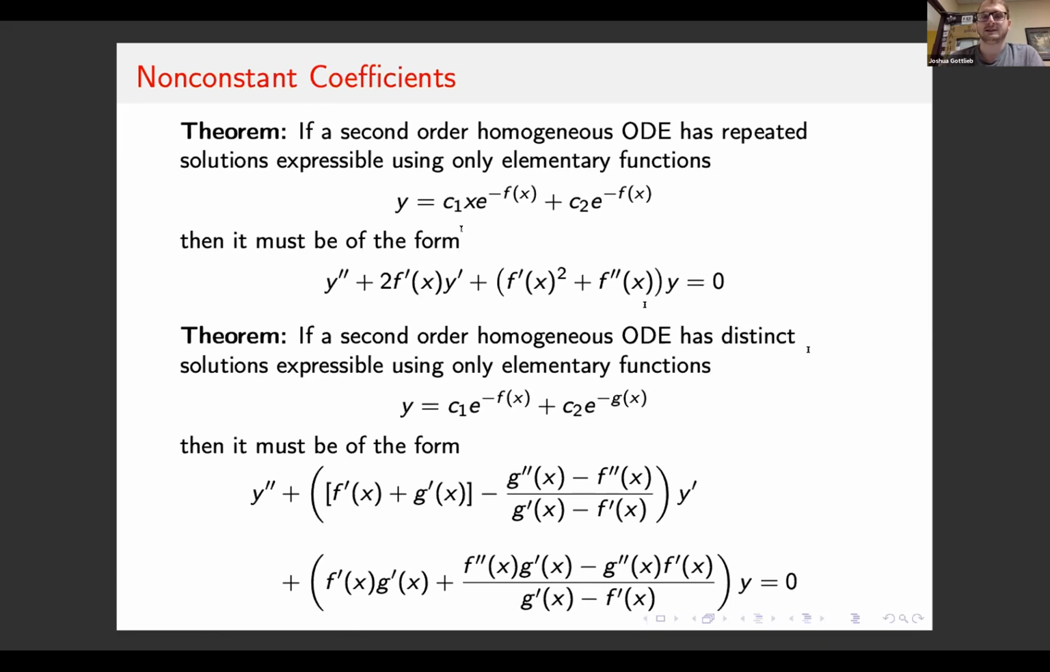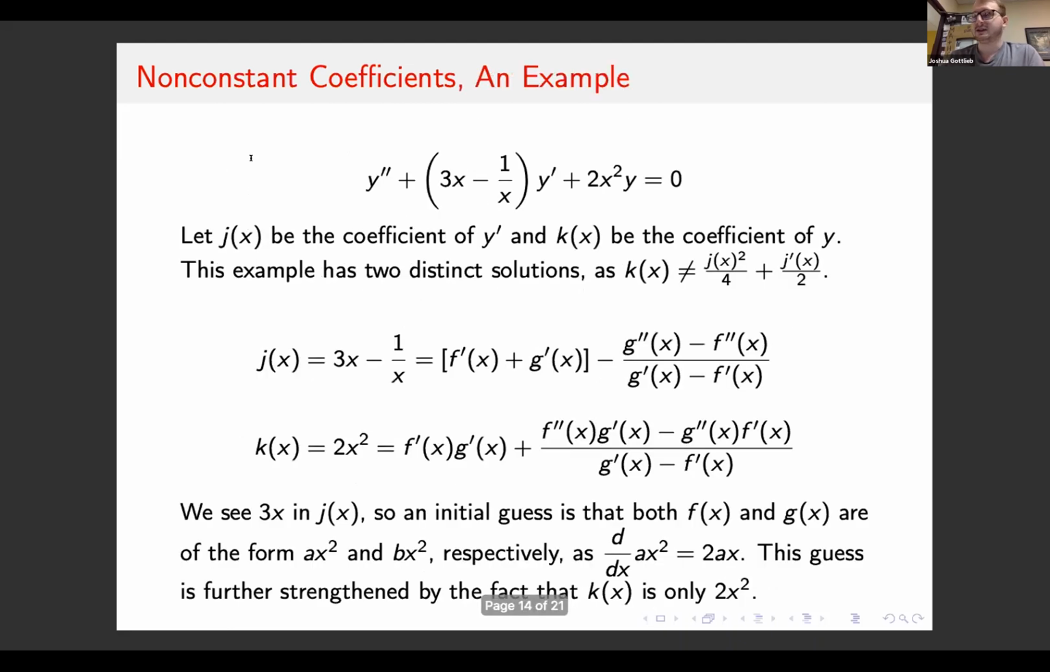The more difficult case is when you have two distinct solutions, f of x and g of x, which gives these coefficients for your y prime and your y terms. We're not going to prove it, but we're going to walk through an example of how this can be used to solve the equation. This is a rigged example, but using this example, y double prime plus (3x minus 1)/x y prime plus 2x squared y equals 0, we can solve this using integrating factors, and we don't have to resort to techniques such as power series or annihilator method or variation of parameters.